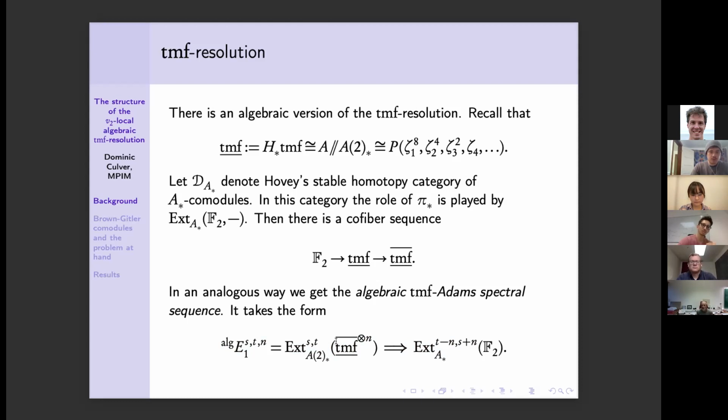They do a lot of work just to try and even compute the case when n equals 1 here, and they don't even give a complete description of that. So this is very hard to compute, this E1 page.